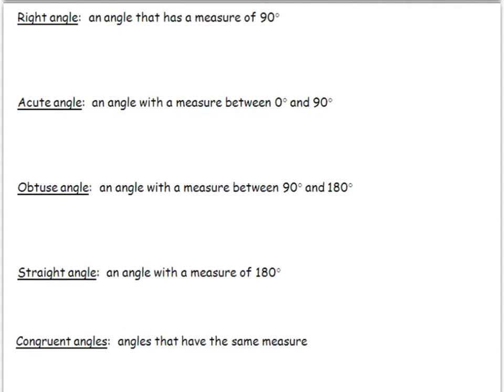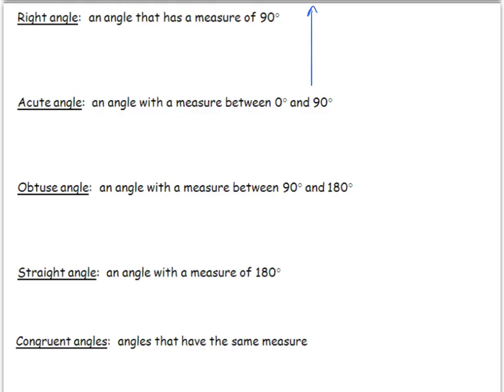Now we're going to take a look at the different types of angles that are possible. And I know this is just a review of what you've learned in your previous math classes, so this should go kind of quickly. The first type of angle we're going to talk about is a right angle. And that right angle is an angle that has a measure of 90 degrees, exactly 90 degrees.